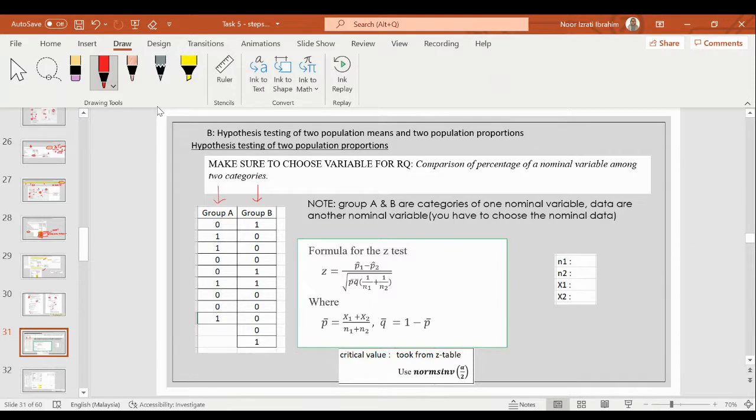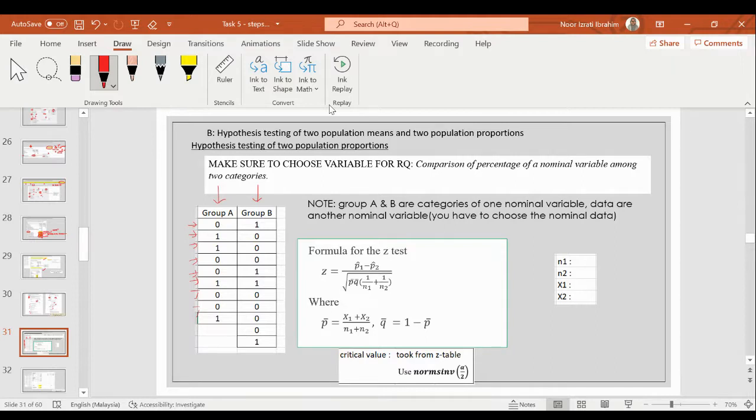Category 1 and 2. Let's say you want to compare between gender. So you will have the column of male and the column of female and rearrange the data. So you see here, the data will be in category, in coding form, not in ratio data form, because this is to compare the percentage, the proportion. To compare the proportion, we always use categorical data, which is nominal data or ordinal data.